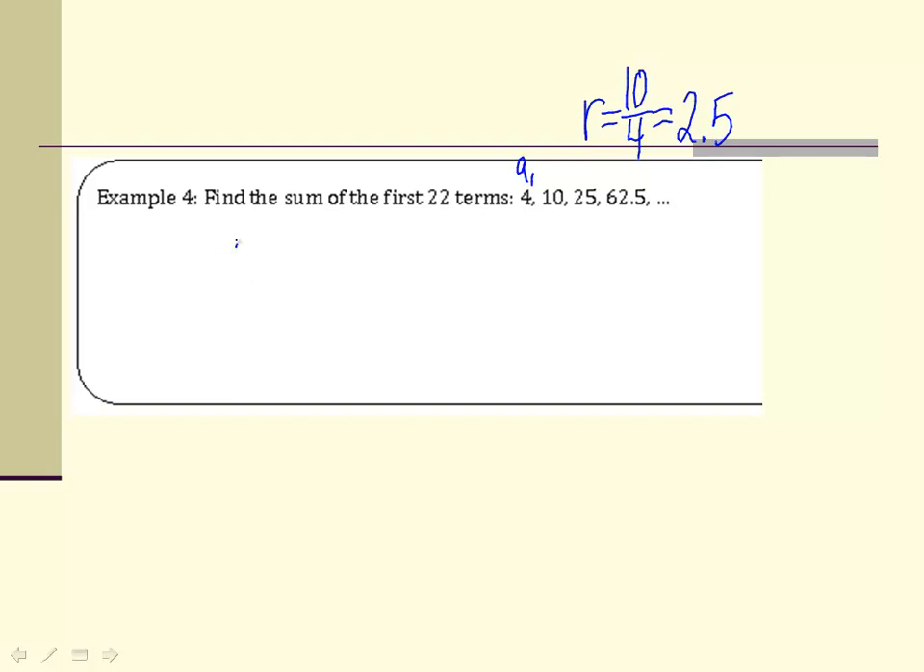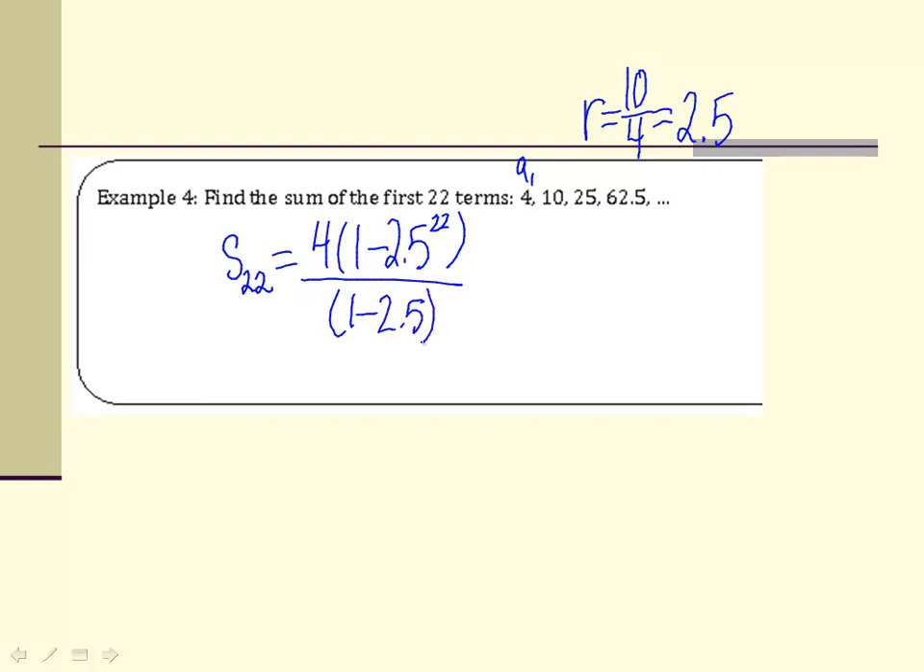So let's find S sub 22 using our formula that's right up above on your notes here. So A sub 1 is 4 times the quantity, 1 minus our rate, and we found our rate is 2.5 to the nth power, n is 22. Divide that by 1 minus our rate. So pause the video, plug this into your calculator, make sure you can get the right answer. You should get this. So a huge number, but that is your sum of the first 22 terms.